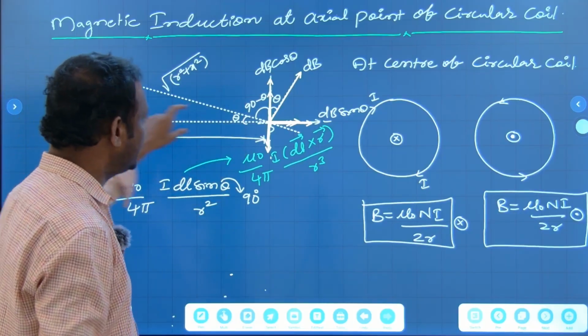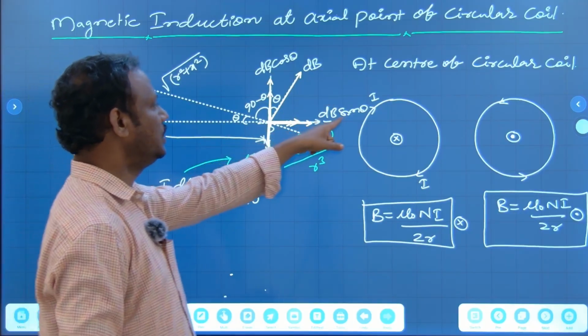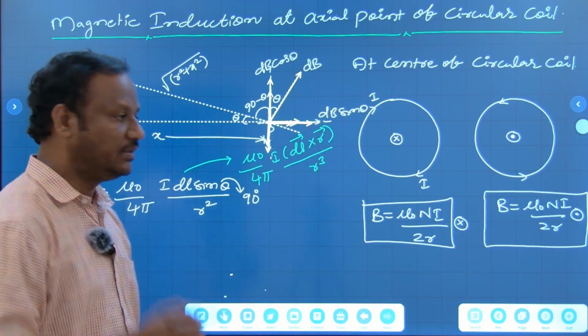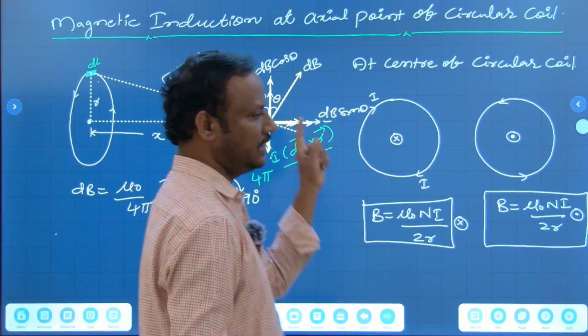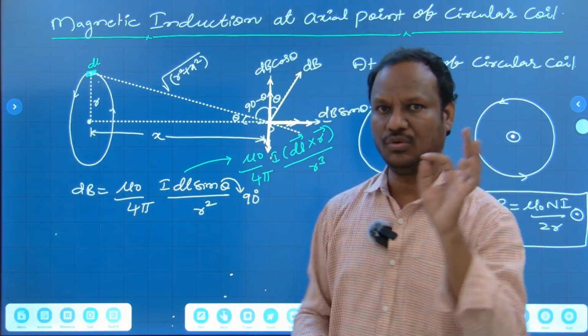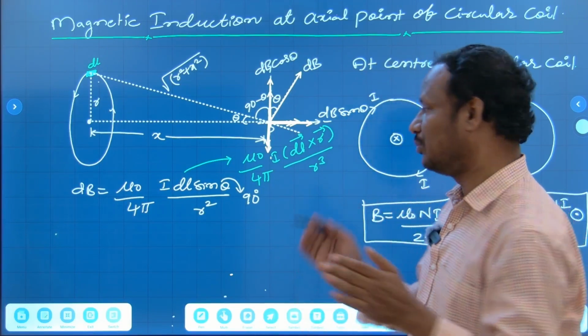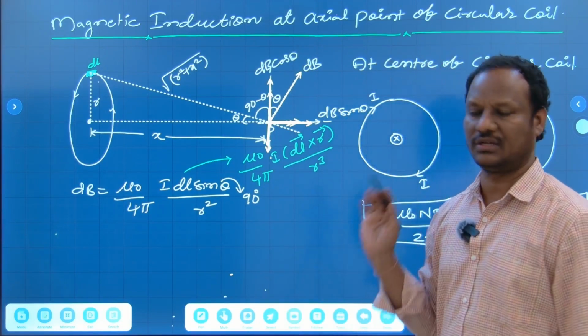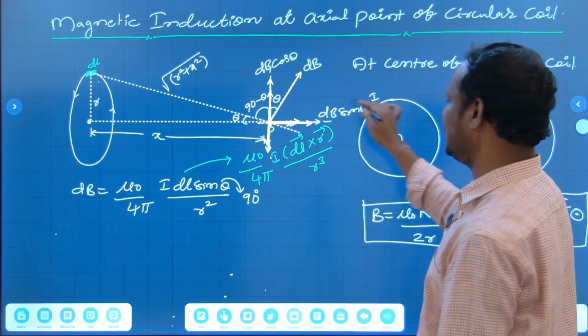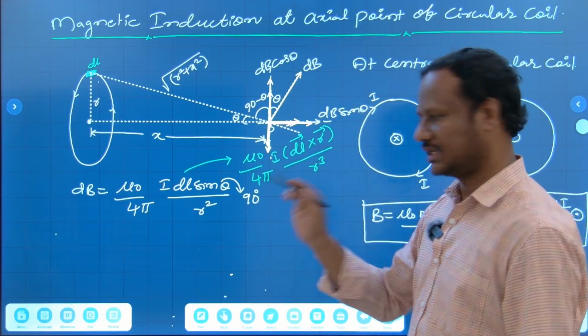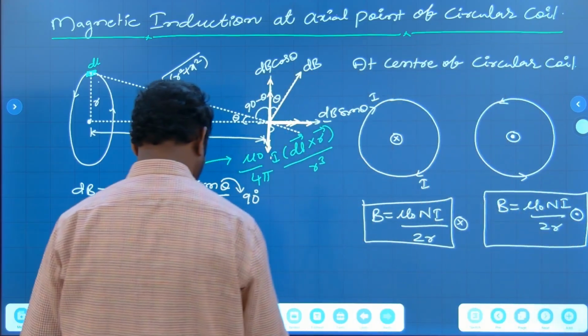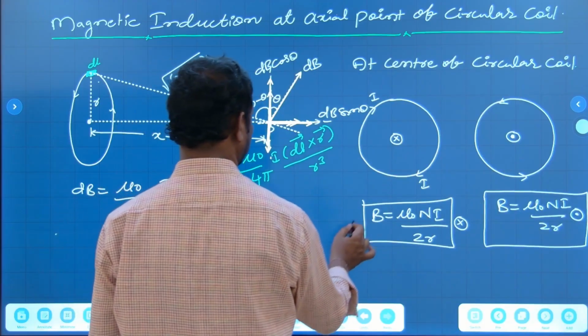So what components remain along this axis? Only dB sin theta. How many dB sin theta do we have? An infinite number of dB sin theta. How do you add an infinite number of terms? By taking integration. Integration of dB sin theta will be my next concept.